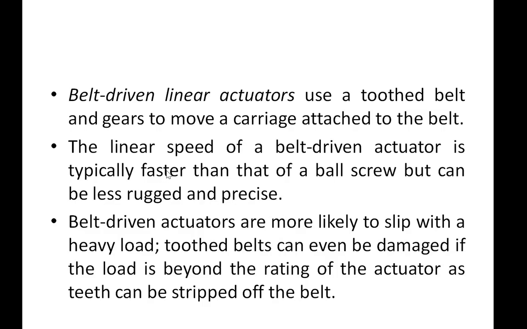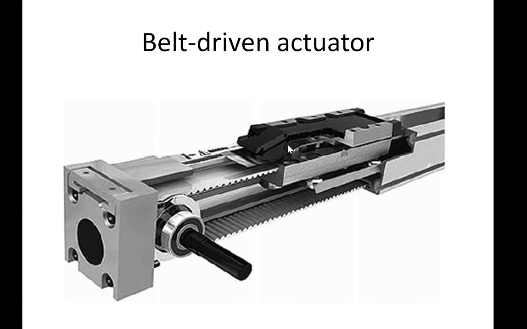The belt driven linear actuator uses a toothed belt and a gear to move a carriage attached to the belt. So here you can see this one is the carriage which is attached to this belt. As the belt moves, the carriage also moves. And here it is a toothed belt, that's why this drive is a positive drive. There will not be any slip between the belt and the pulley or the shaft.